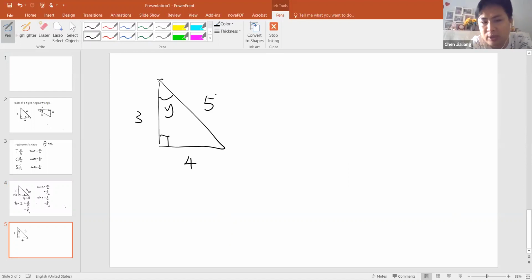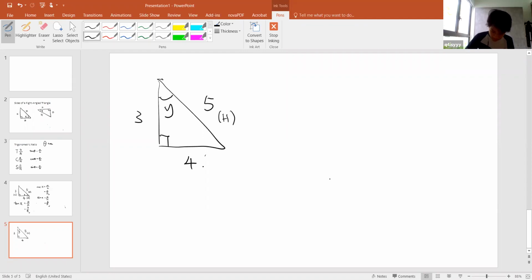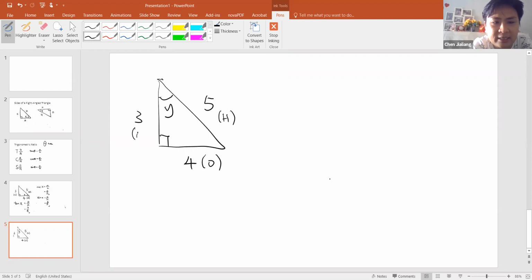Okay, so again, we need to relabel the triangle. Which one is the hypotenuse? 5. Okay, the hypotenuse is 5, good. Which one is the opposite? 4, good. And which one is the adjacent? 3. Okay, excellent.